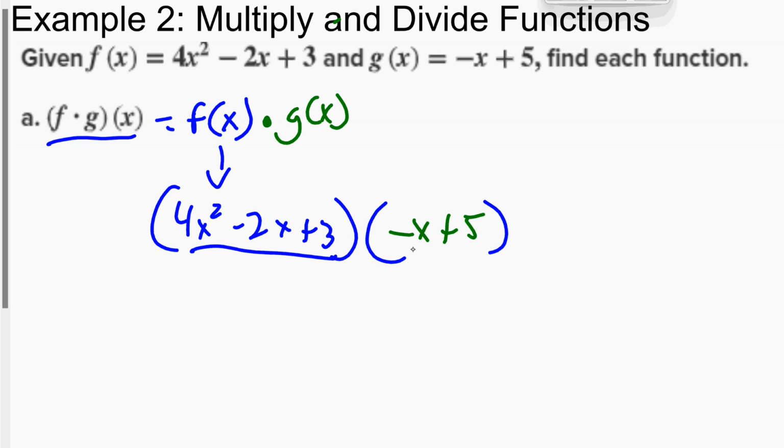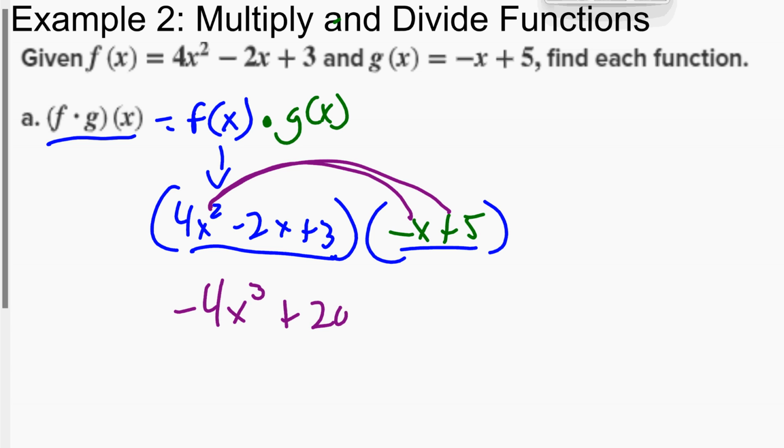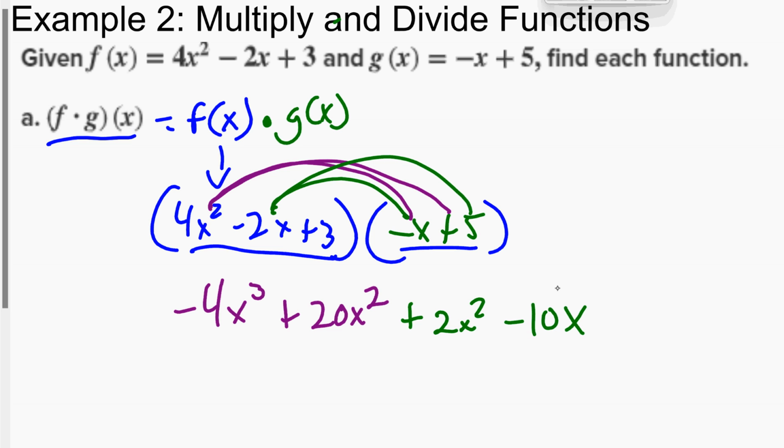And so I have a 3 by 2, so I should get 6 terms, right? So I can multiply 4x times negative x, and I get a negative 4x cubed. I get 4x squared times 5, and that is a positive 20x squared. Then I'm going to take this negative 2x and multiply it by negative x, and I get a positive 2x squared. Take negative 2x and multiply it by positive 5, and I get negative 10x. And then I'm going to take this 3 and multiply it by negative x, and I get a negative 3x. I'm going to take 3 times 5, which gives me 15.